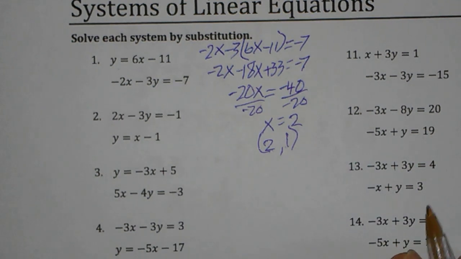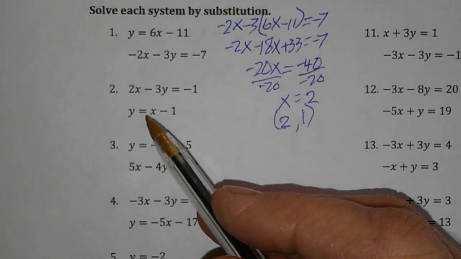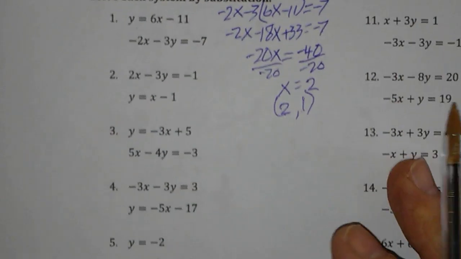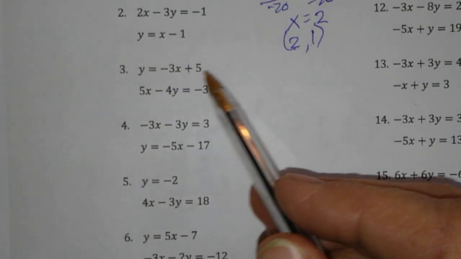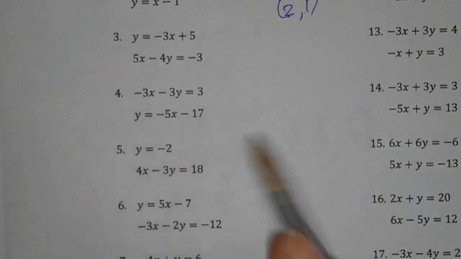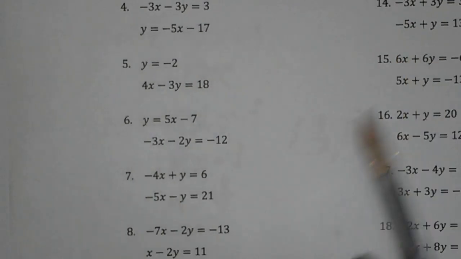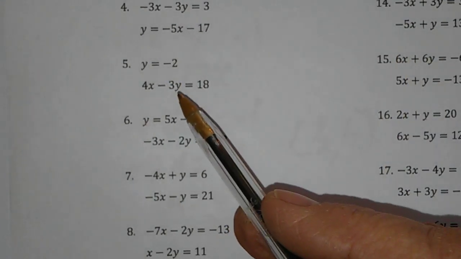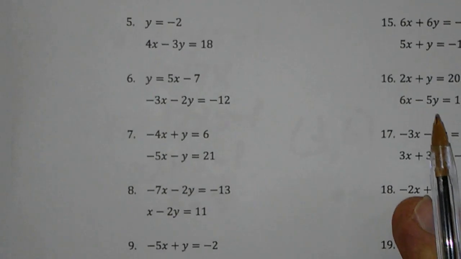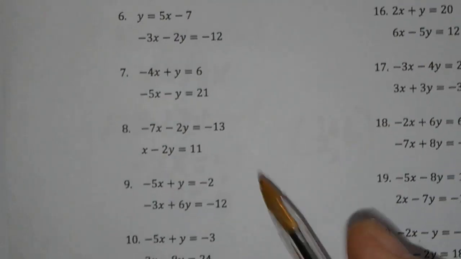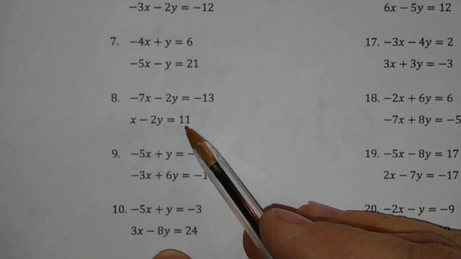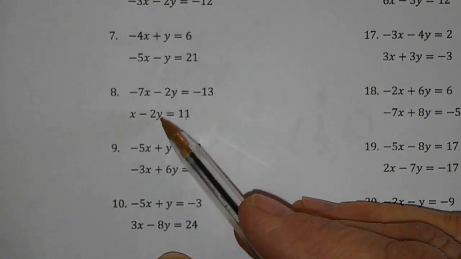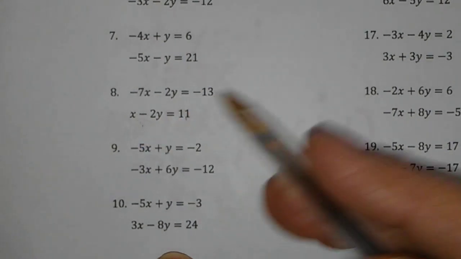Okay? Here's a y equals, so you can use this to substitute here. Y equals, you can use this to substitute in there. Y equals negative 2. That one's real easy. You just put it right in, negative 2. I want to show you this one because in number 8, you don't have a y equals, but you have an x. So I'm going to use that one.